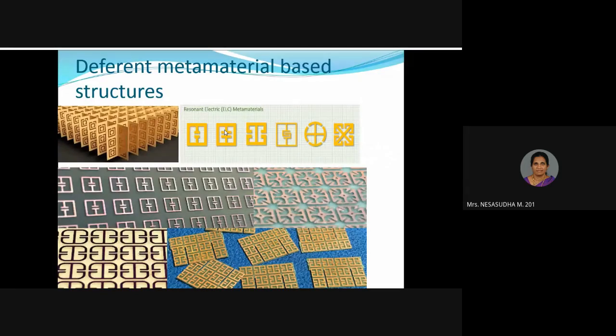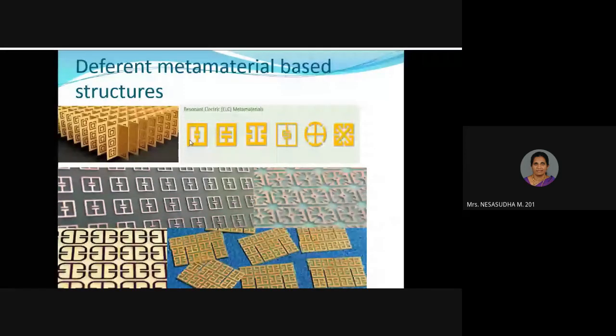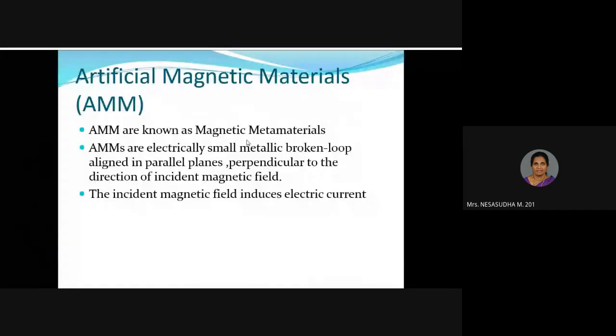So these are some of the structures which are repeatedly used. Here it is called an artificial magnetic material. That is a small structure used to create or change the character. They are called AMM. These artificial magnetic materials come under the metamaterials. So AMM is an electrically small metallic broken loop. It is not a closed loop, it is a broken loop.